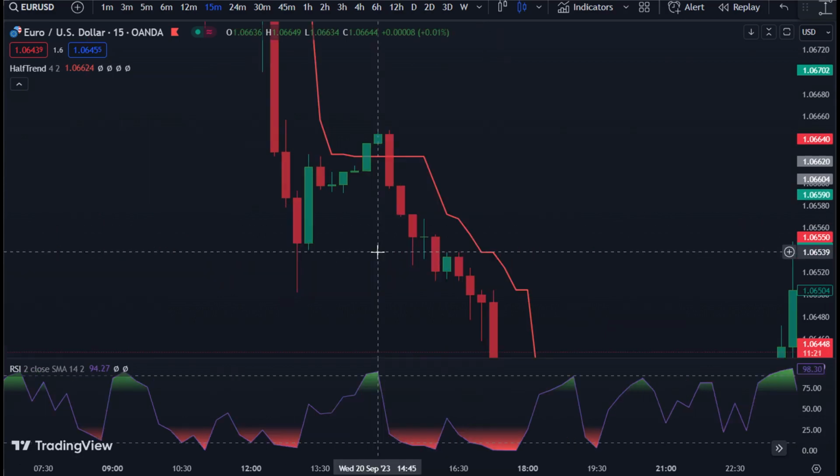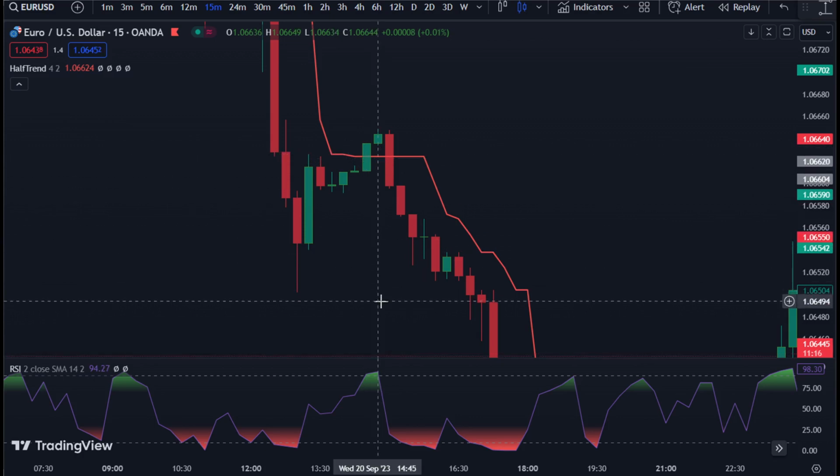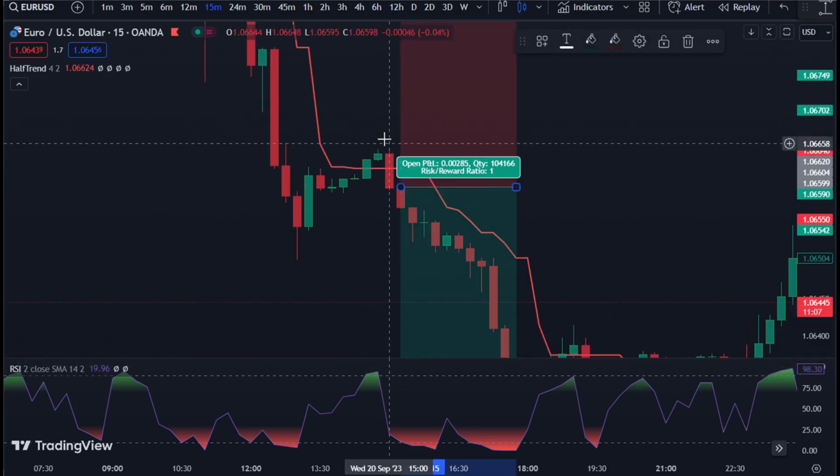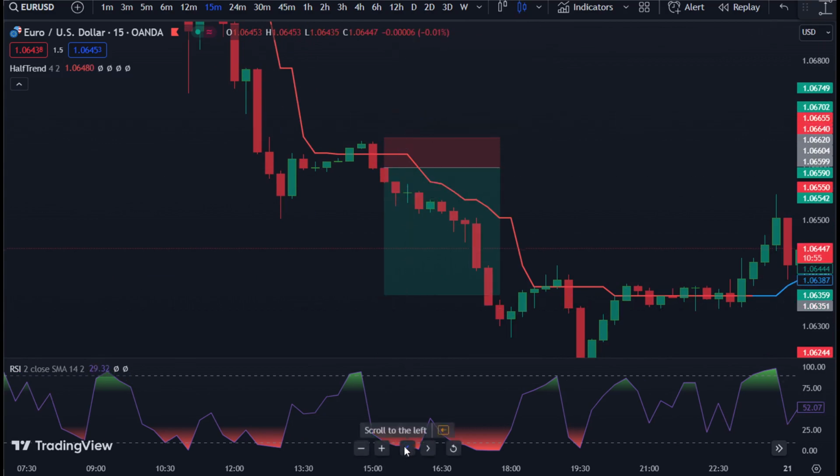As you can see right here, we have another short position we can take. The half trend is in the red. We can also see that the RSI crossed into the overbought territory. So we wait for the first bearish candle to close, open the trade right here. And we have the RSI cross again into the oversold territory.